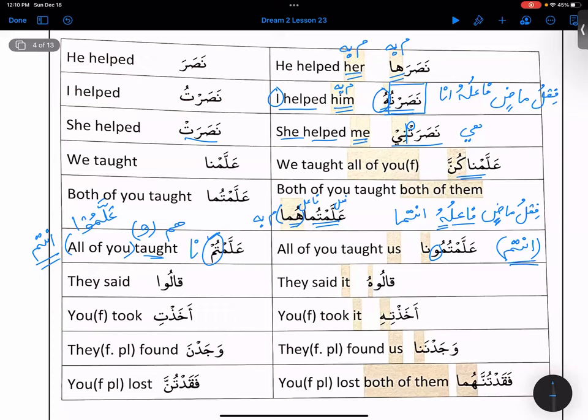Make sense? Saima, did you get it? A little bit. I think more examples will help. Yeah, inshallah, you will see more examples. Okay, so now the next one. Qalu. What version of pronoun is in there?